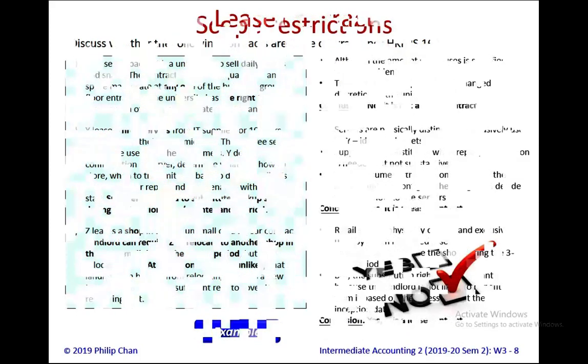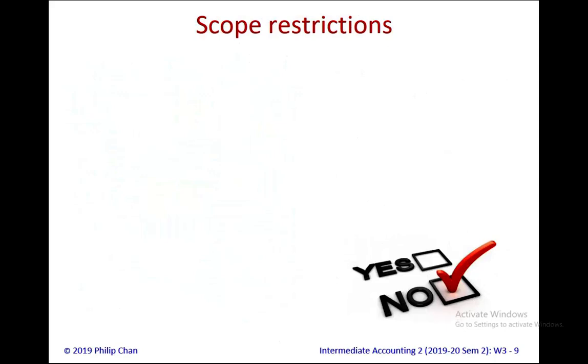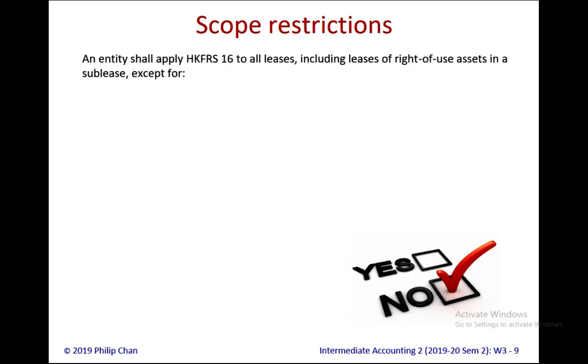Before we move on to talk about the accounting model for the lessees, let's talk about some scope restriction. It's not going to be a huge scope restriction. The company should apply Hong Kong FRS 16 to all leases, including leases of right-of-use asset in sublease. I would talk about the term right-of-use asset later on. So all leases that satisfy the definition of lease contract within Hong Kong FRS 16 should apply Hong Kong FRS 16 in terms of accounting.